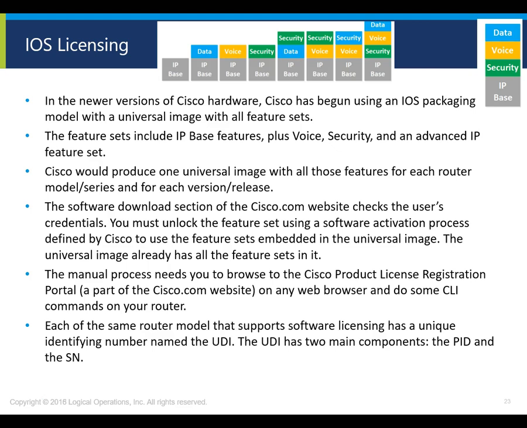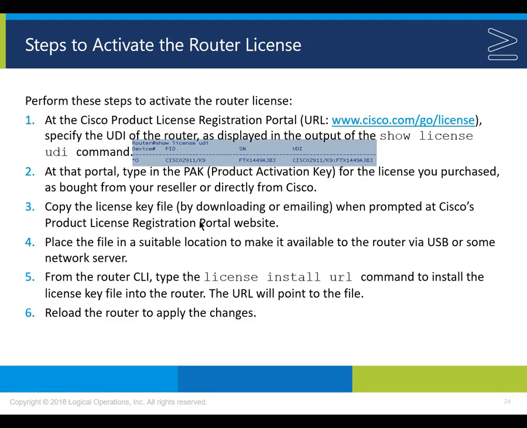The feature set includes the base, voice, security, and advanced IP feature sets. Cisco would produce one universal image with all the features, and then the software download section of Cisco.com checks the user's credentials, and you unlock the feature set using the software activation process defined by Cisco. It's a manual process: you browse to the Cisco licensing server. We've got an image for that.